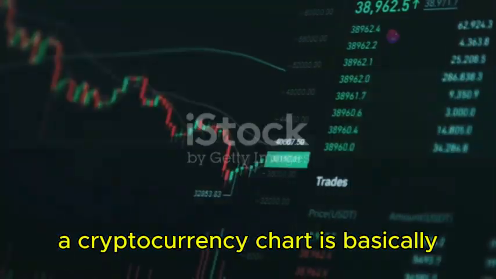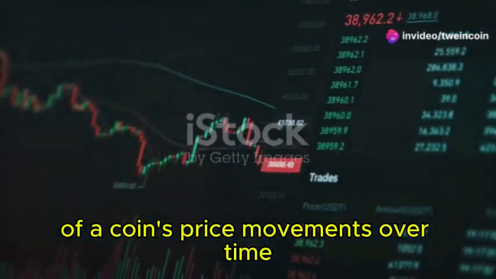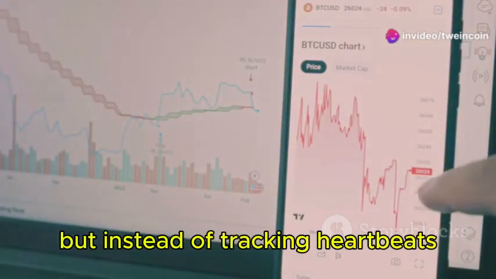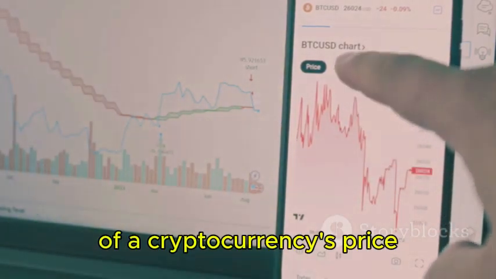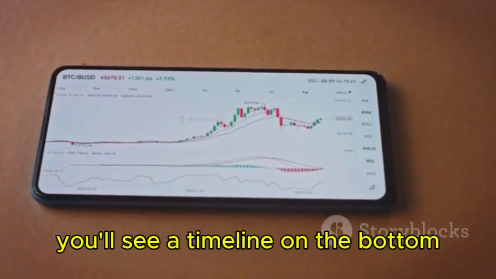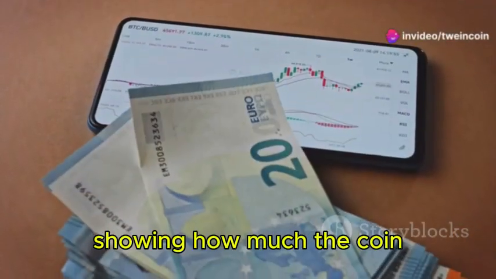A cryptocurrency chart is basically a visual representation of a coin's price movements over time. Think of it like a heart monitor, but instead of tracking heartbeats, it's tracking the highs and lows of a cryptocurrency's price. You'll see a timeline on the bottom. That's the date and time, and a price scale on the side, showing how much the coin was worth at different points.